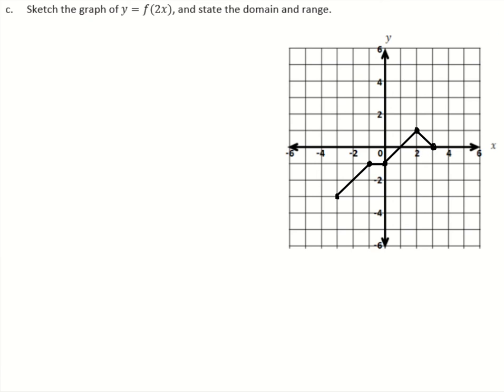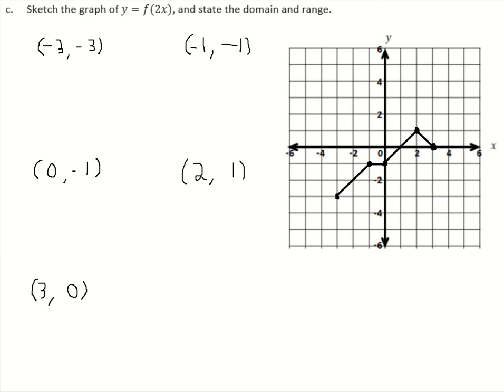And let's write down what those points were. -3, -3. -1, -1. 0, and -1. 2, 1, and 3, 0.